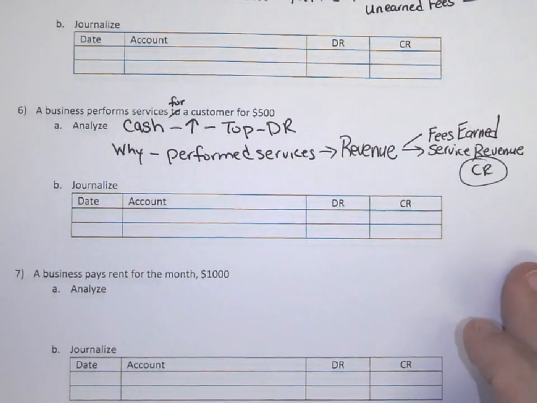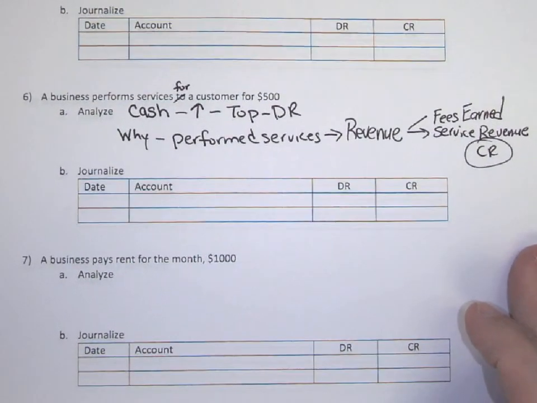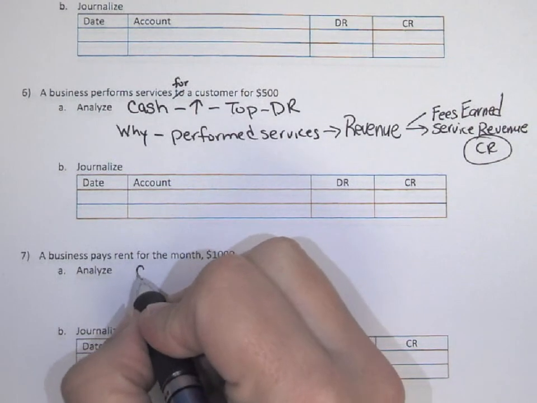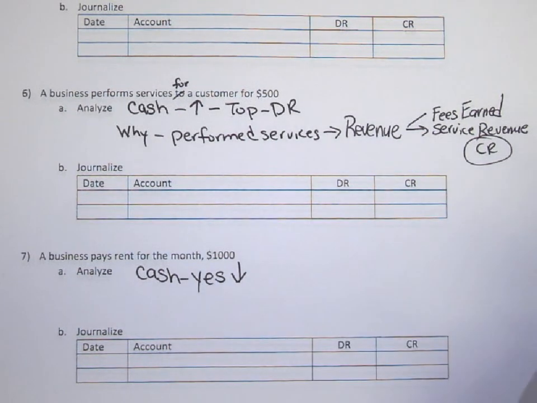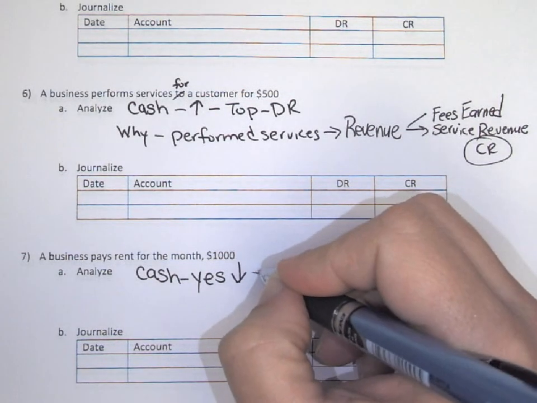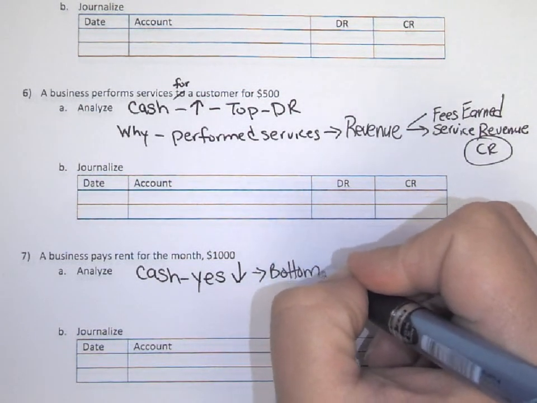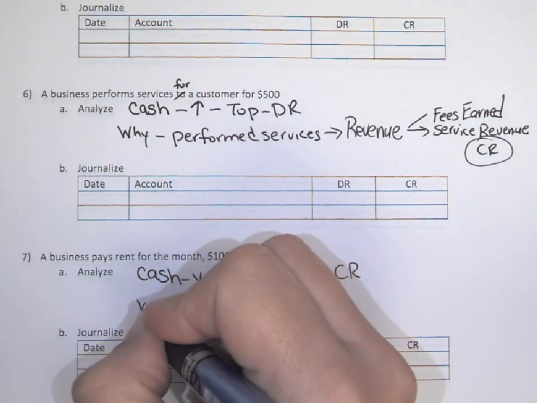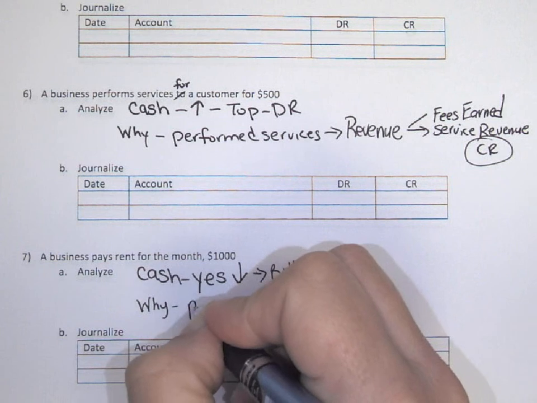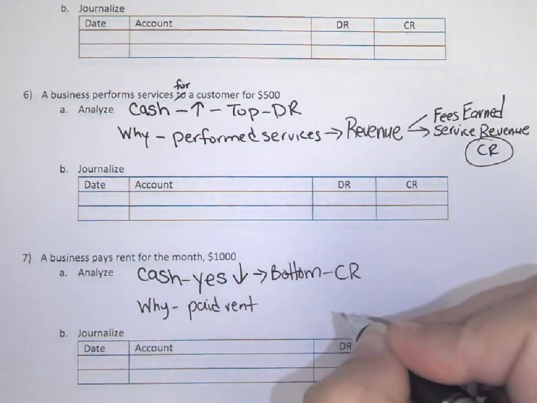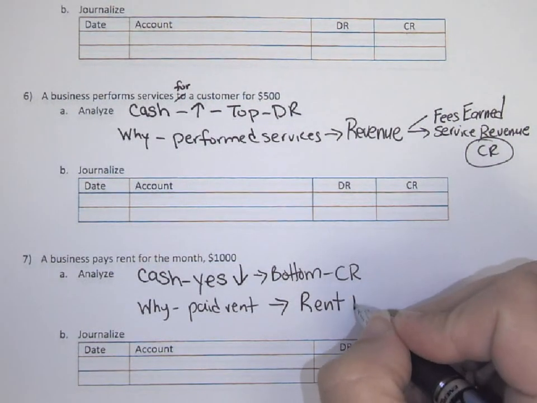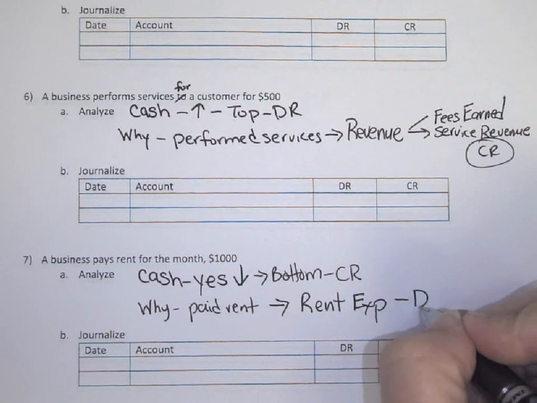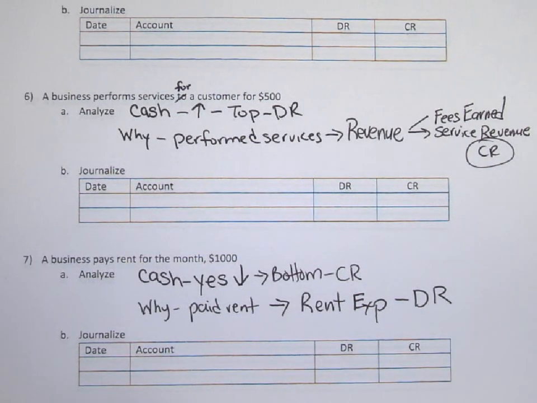For number 7, a business pays rent for the month $1,000. So here again, cash. Answer is yes. What's happening to it? We're paying something, so that means it's going down. Since it's going down, it's going to be on the bottom. That will be our credit account. Why is my cash going down? Well, I have paid my rent, and it was only for 1 month, and so that would be rent expense, and rent expense here would be the debit account.